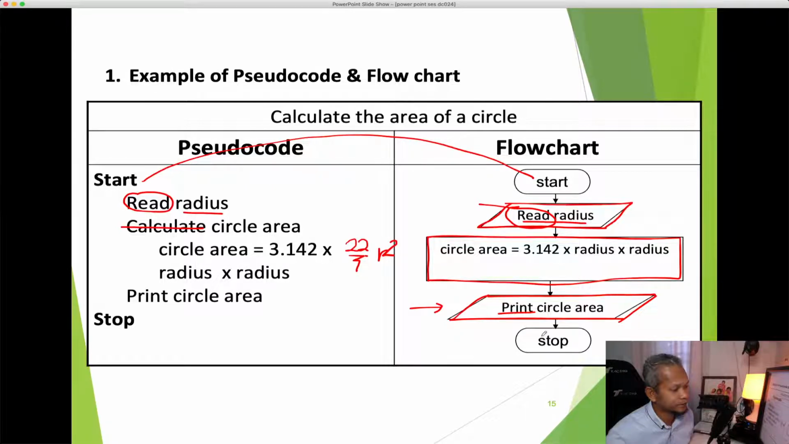But here make sure it has two functions, so you need to use the correct verb to represent either input or output. And then this is a process. The process only has one function, so any calculation occurs in this process.